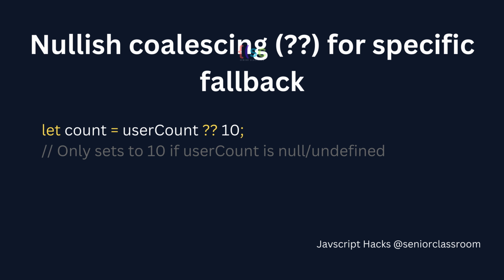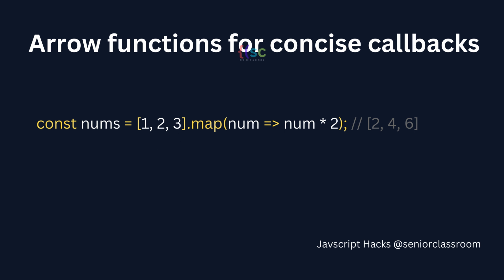Nullish coalescing for specific fallback. Use double question marks to provide a fallback only if the value is null or undefined. It ignores falsy values like 0 and false. Next is arrow functions for concise callbacks. This will simplify function expressions, especially for small functions.